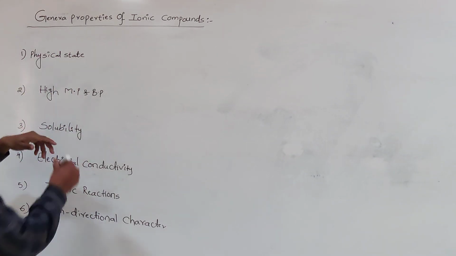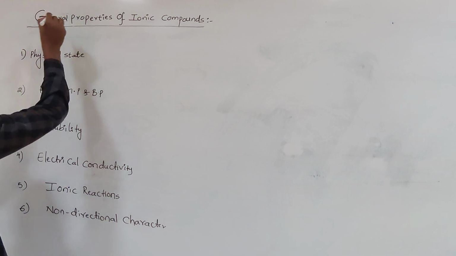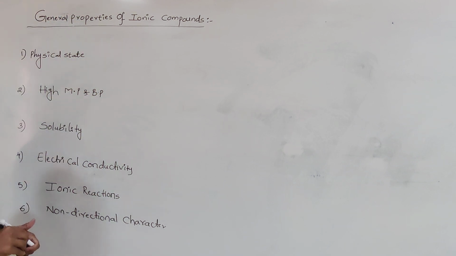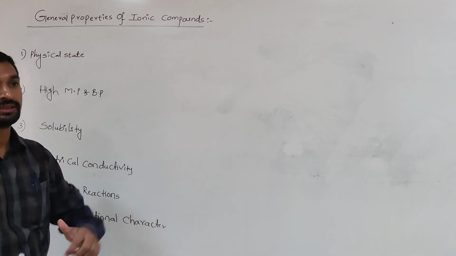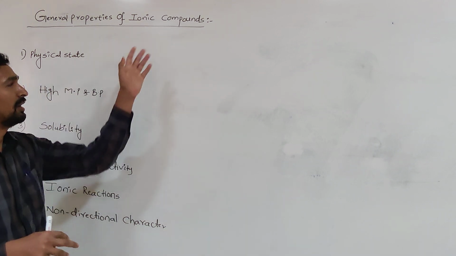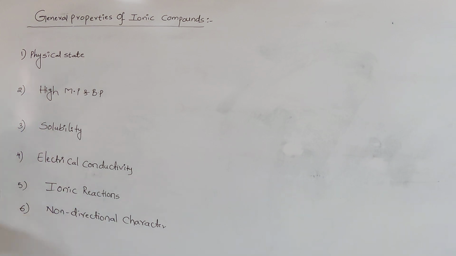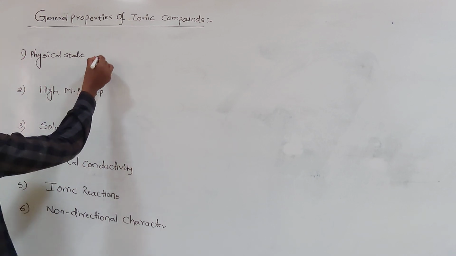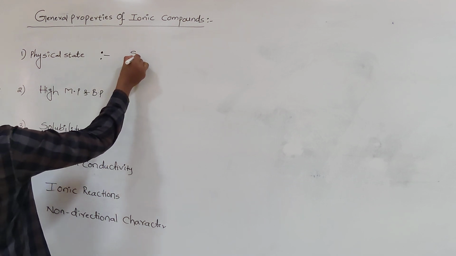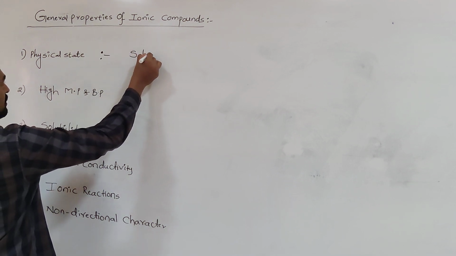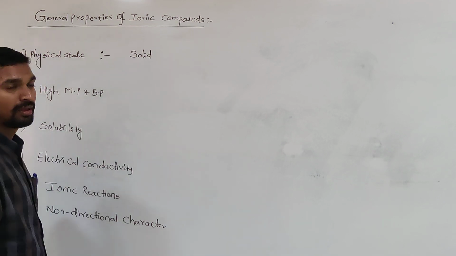The next topic is general properties of ionic compounds. The compounds in which the ionic bond is present are called ionic compounds. These are some important general properties we need to know about ionic compounds. The first one is physical state. Generally, most ionic compounds exist in the solid state.